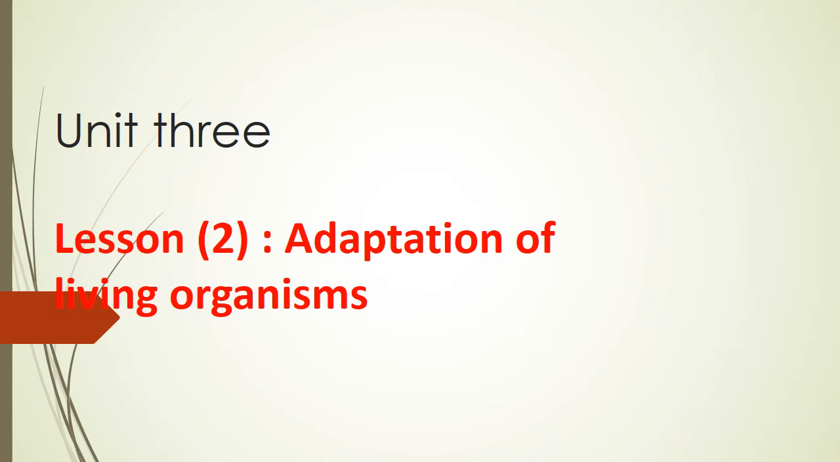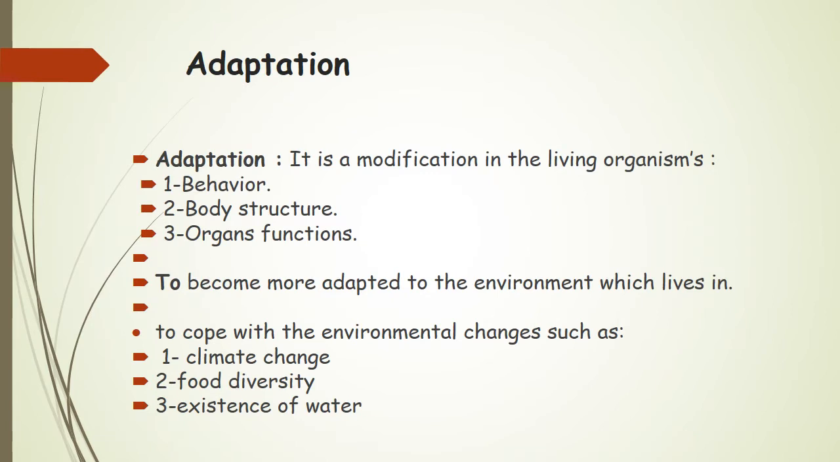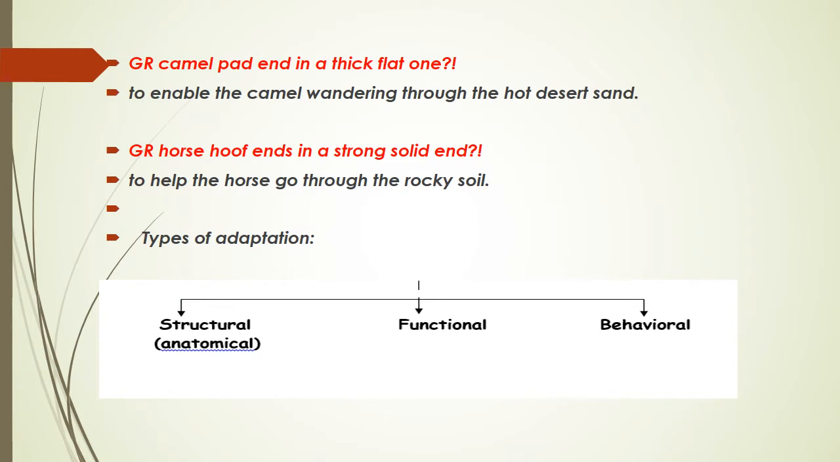Okay, Unit 3, Lesson 2, Adaptation of Living. What's meant by adaptation? It's a modification in the living organism's behavior, body structure, and organ functions to become more adapted to the environment which it lives in, or to cope with environmental changes like climate change, food diversity, and existence of food. Give reason: camel pad is thick and flat to enable the camel to wander through the hot desert sand.